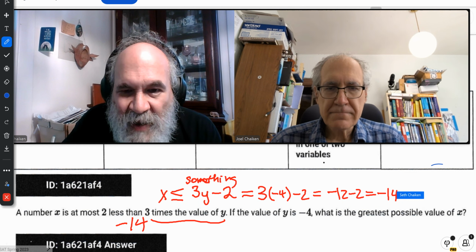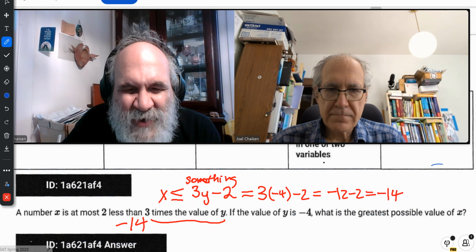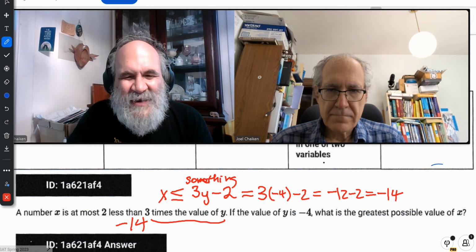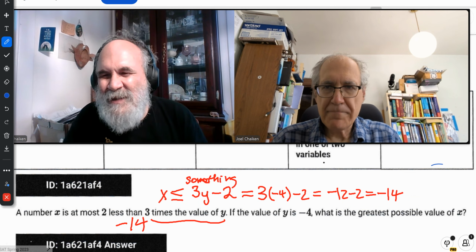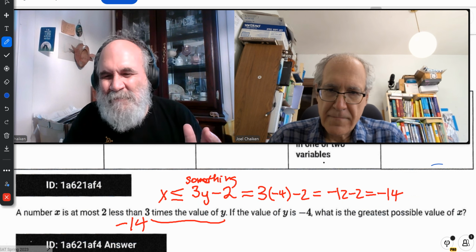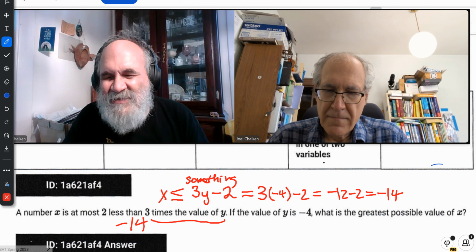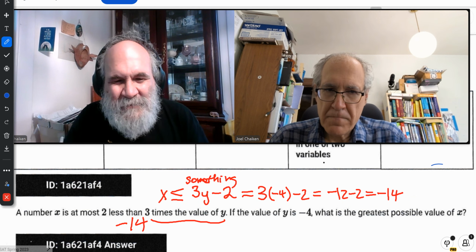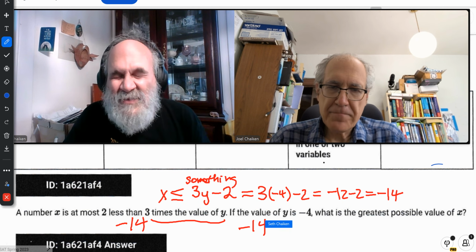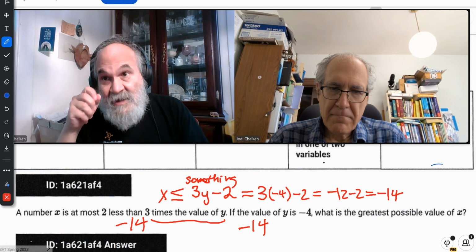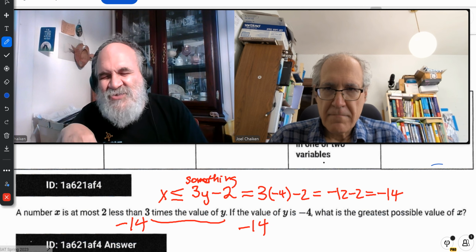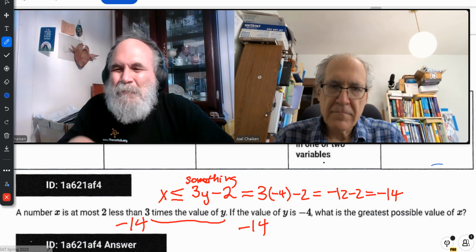I get -12 minus 2 is -14. So what we've derived is that x is less than or equal to negative 14. So the largest it could be is right at the boundary, negative 14. So I get negative 14 as the answer, solved by the translation to the algebra of inequalities. Yeah, that's great.